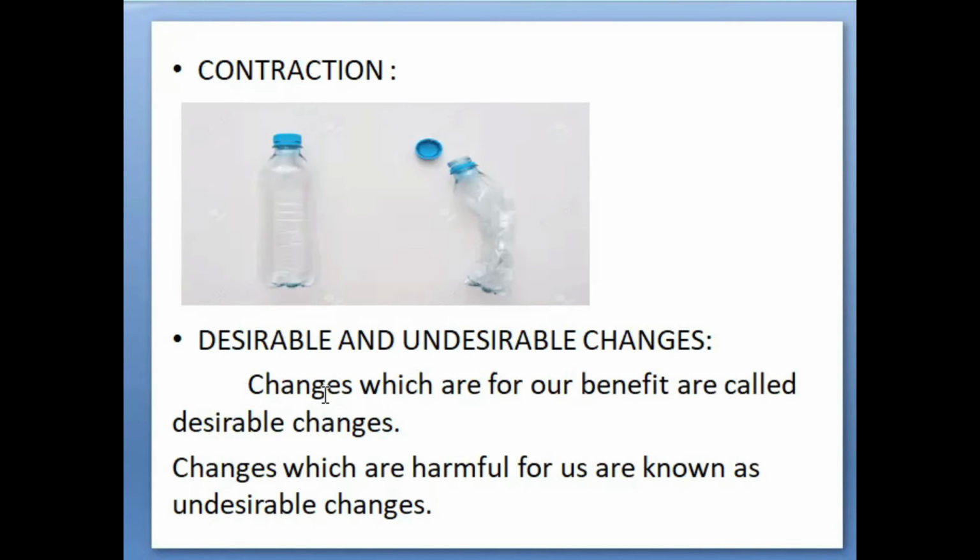For example, ripening of fruit, cooking of food. So these are the examples of desirable changes. Next, we have undesirable changes. Changes which are harmful for us are known as undesirable changes.